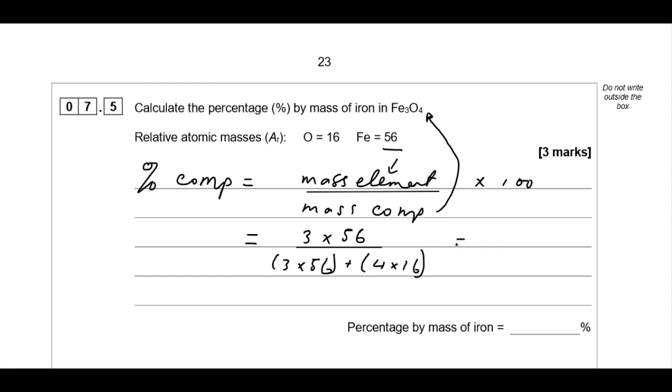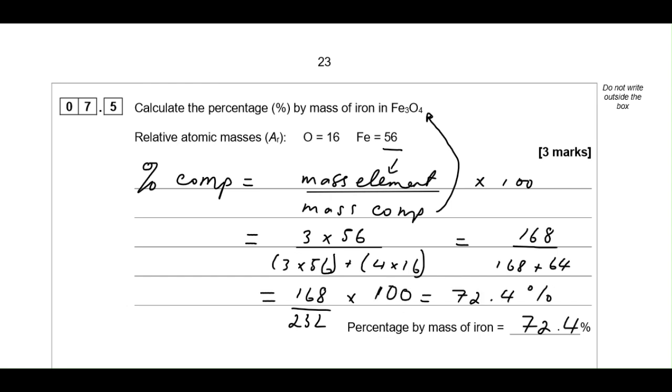Fe3O4, 3 irons, 4 oxygens. So if we follow this through, that comes to 168 divided by 168 plus 64, that is 168 divided by 232, times 100, and that comes out at 72.4%. You're awarded 1 mark for working out the relative formula mass of the iron oxide, 1 mark for the calculation 168 divided by 232 times 100, and 1 mark for your final answer. 3 marks.